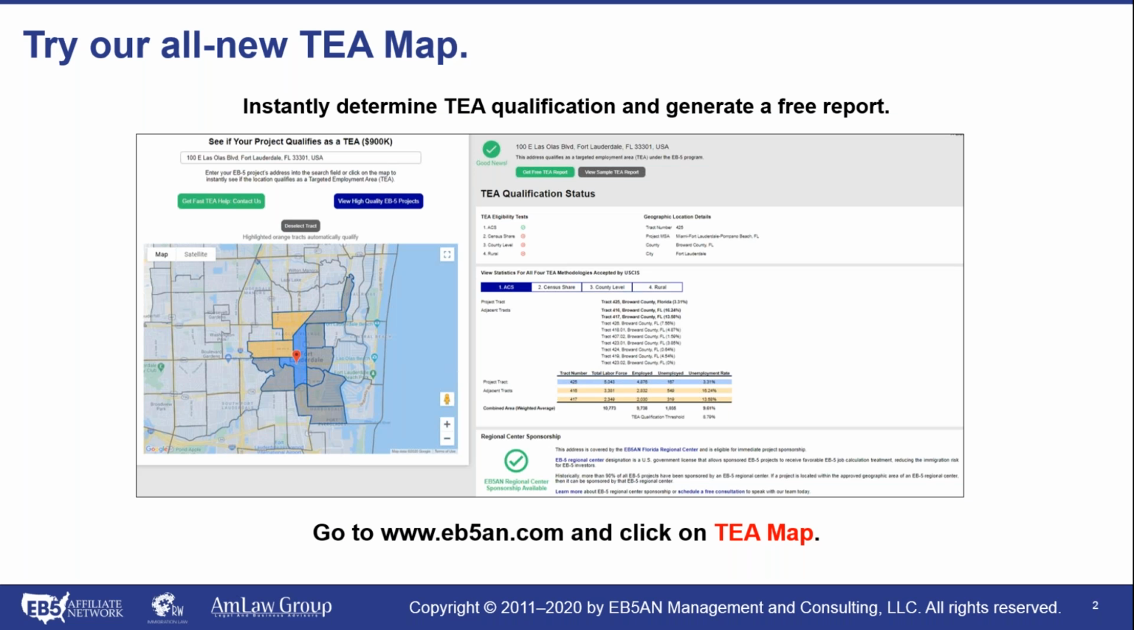Before we jump into the source of funds slides, a quick announcement: we recently updated our targeted employment area map. It now has the most current data and gives you an instant yes or no. If you're looking for a potential project site to qualify for EB-5, your first step is determining if it's a TEA area or not, and therefore would allow investors to invest the lower 900,000 versus the 1.8 million.